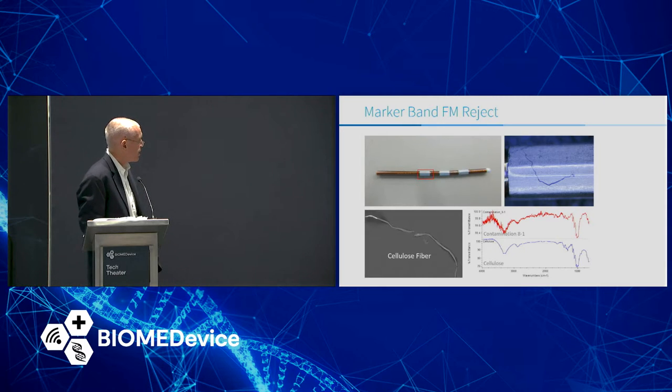This, again, is a very expensive reject. This is a catheter with palladium marker bands. And they were rejecting about 12% of their devices for FM and had done multiple CAPAs previously to try to identify this. And we were able to help them identify the source of the fibers as cellulose.